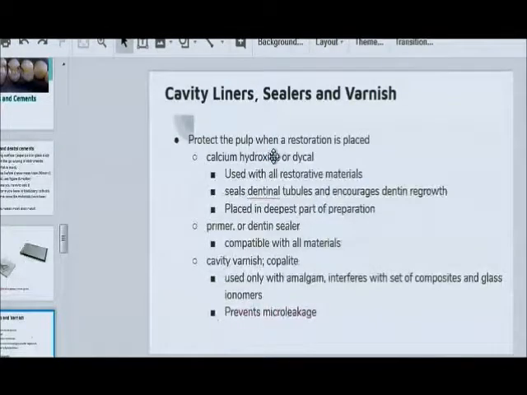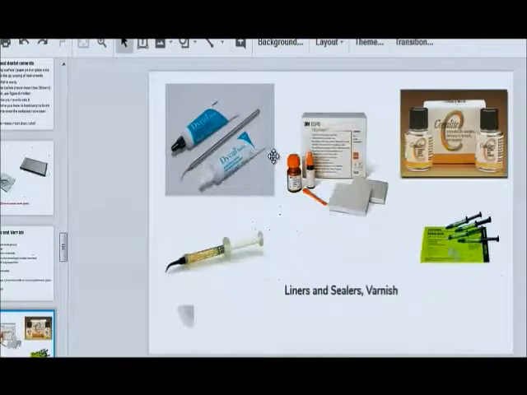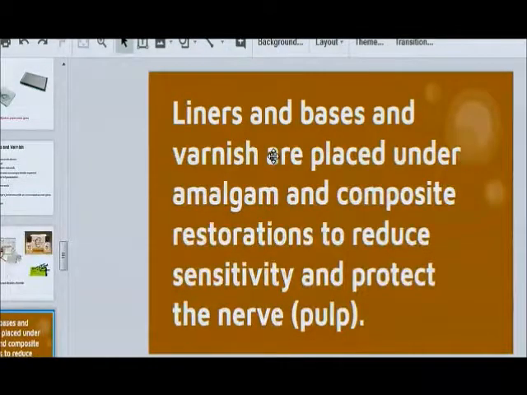All right. The rest of the liners and sealers and varnishes are all there to protect the inside of the tooth. And this is an example of some of the materials that we use. So basically, it's looking at the type of material and understanding how the dentist wants to have it transferred to them. And so these are placed under restorations to protect the nerves.